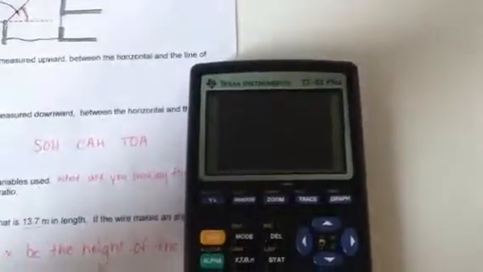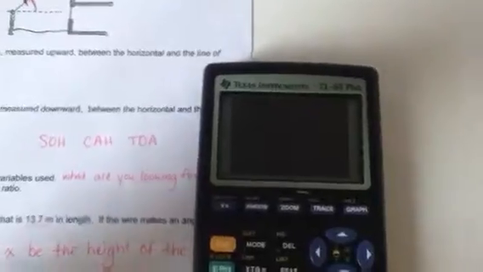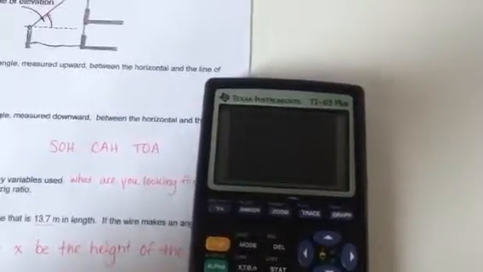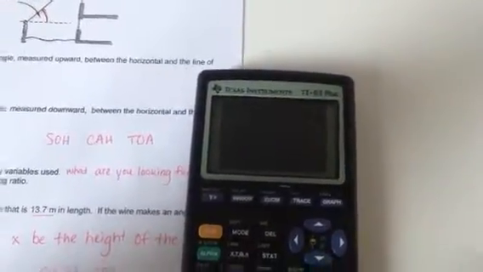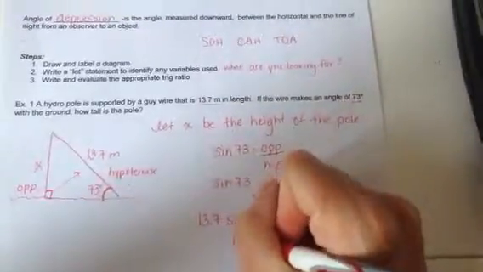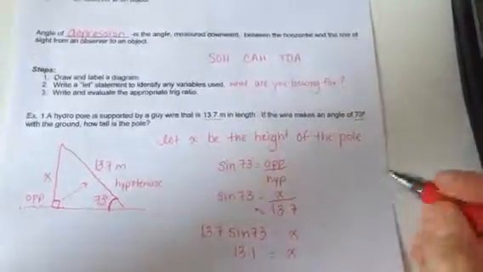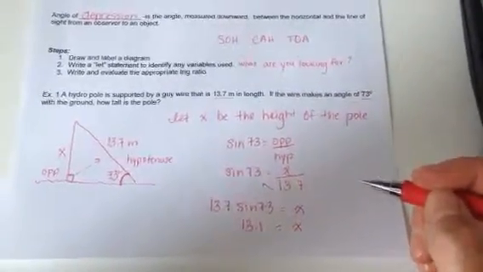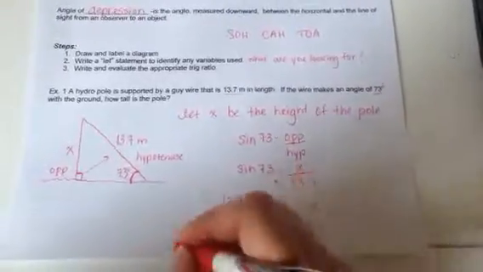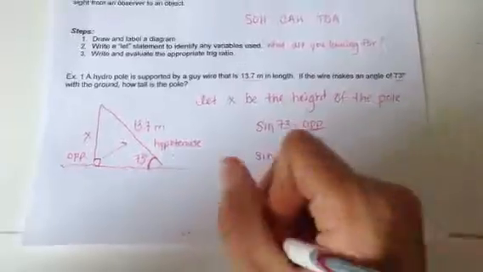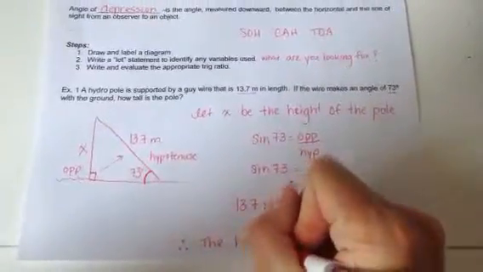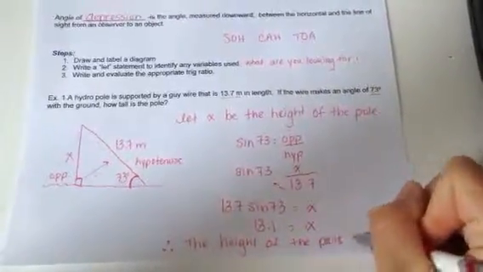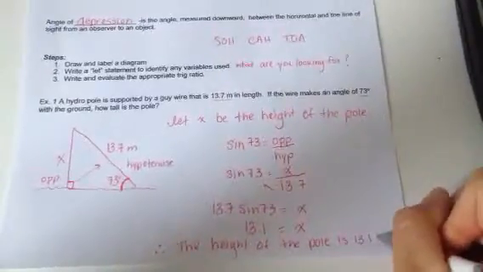That is just plugging it into our calculator. So we have 13.7 times sine 73, which is 13.1. 13.1 is equal to x. And when you're doing a word problem, it's very important also to write a therefore statement. So therefore, the height of the pole is 13.1 meters.